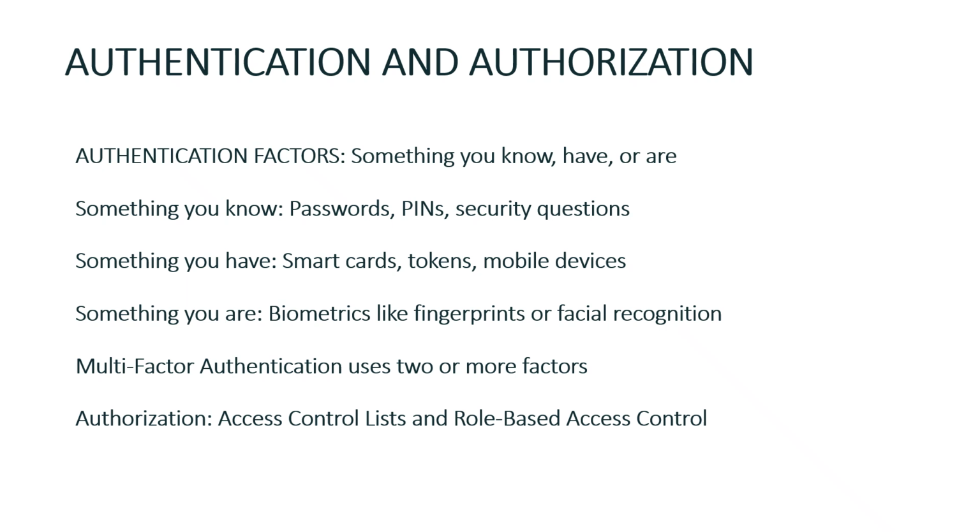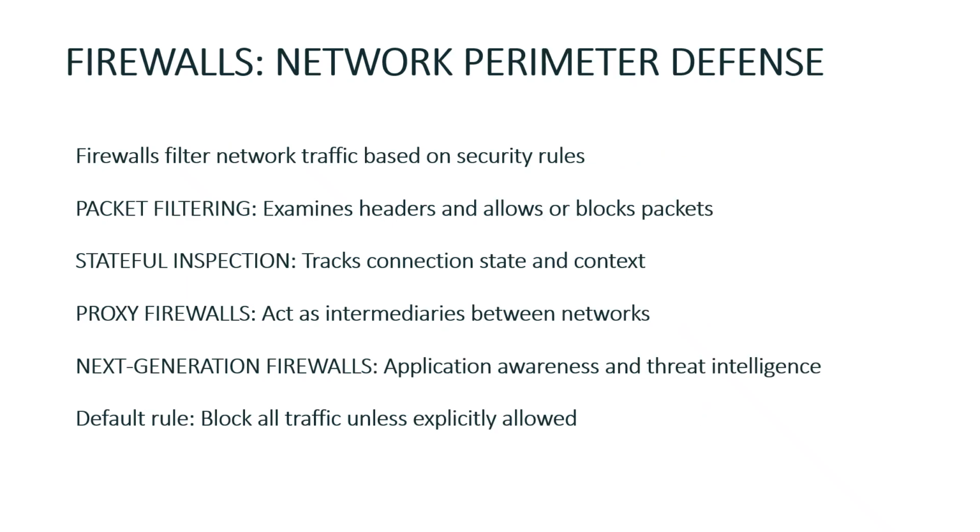Firewalls. Network perimeter defense. Firewalls are network security devices that filter traffic based on security rules. Packet filtering firewalls examine packet headers and allow or block based on IP addresses, ports, and protocols. Stateful inspection firewalls track connection state and context, making more intelligent decisions.